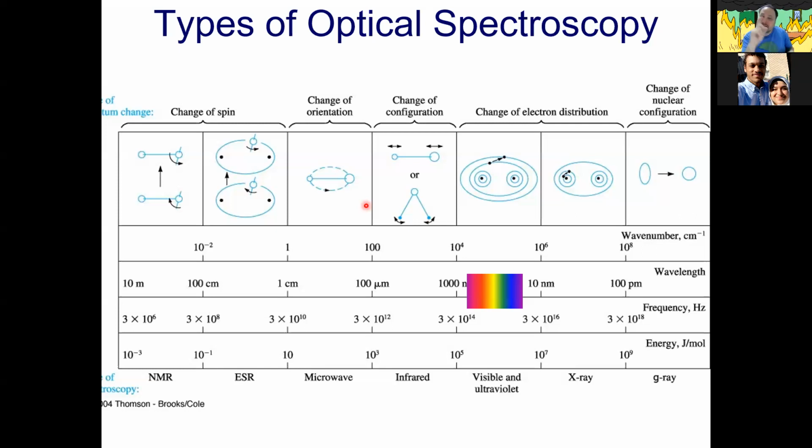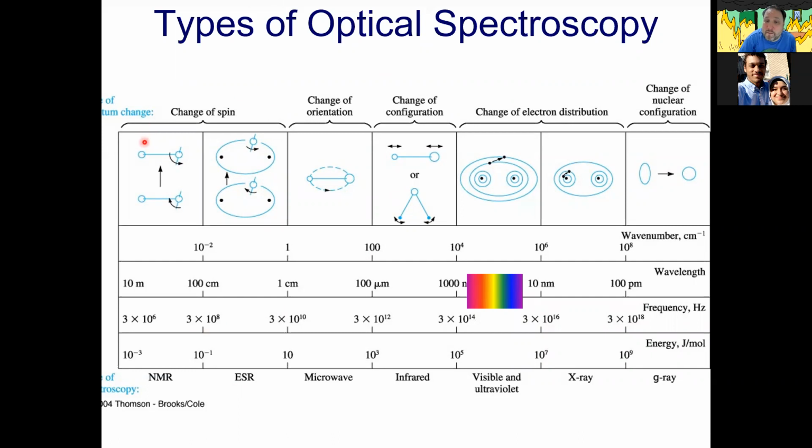If you're looking at the change of spin in an electron, that is, you're down to electron spin resonance, or if you're looking at the flipping and orientation of a nucleus, then you're looking at NMR, nuclear magnetic resonance. So you're flipping those atoms' direction around.